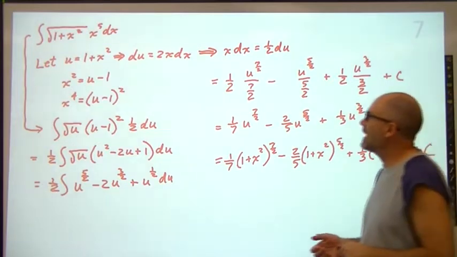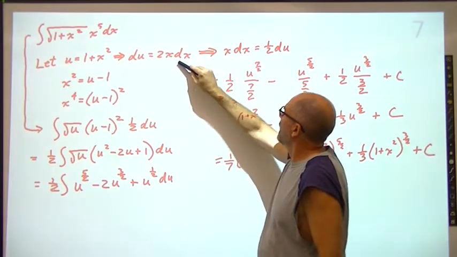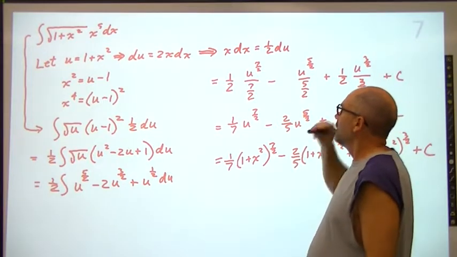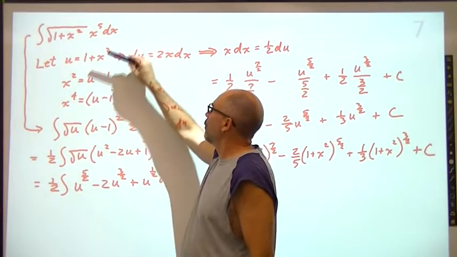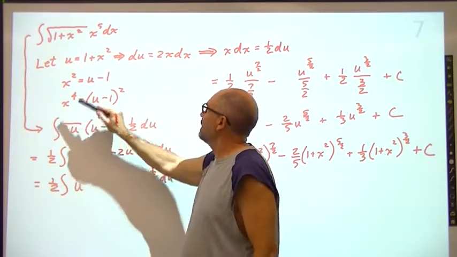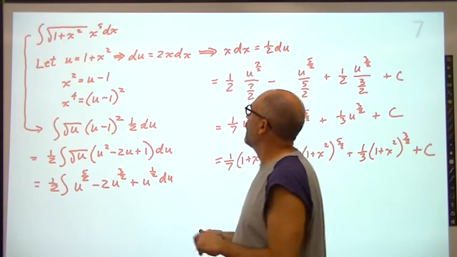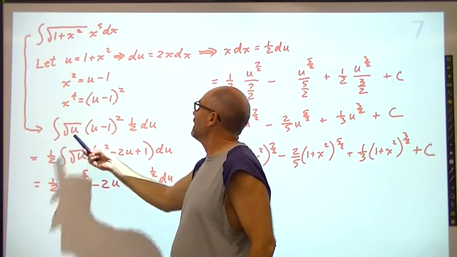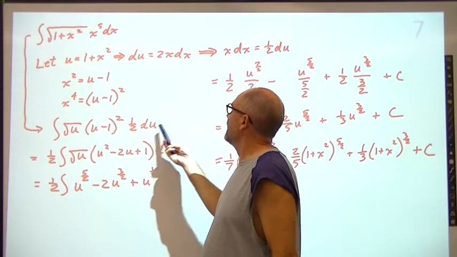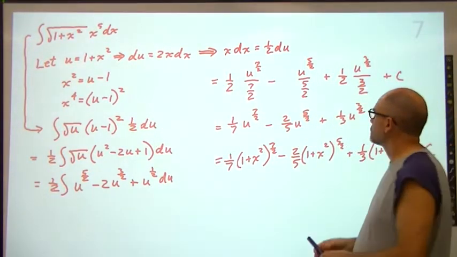Okay, so the key thing here is to say that u is 1 plus x squared, that makes du 2x dx, and that makes x dx 1/2 du. And so then the only other trick we had to pull was x squared is u minus 1, and so that means x to the 4th is (u minus 1) quantity squared, and so then we substitute in. We've got the radical with u underneath it, and then we've got our x to the 4th right here, and then we have an x dx right there, 1/2 du is the x dx, and then we go to town.